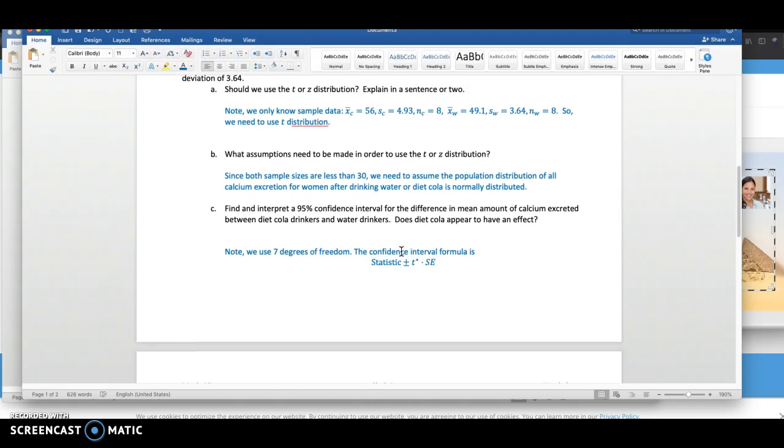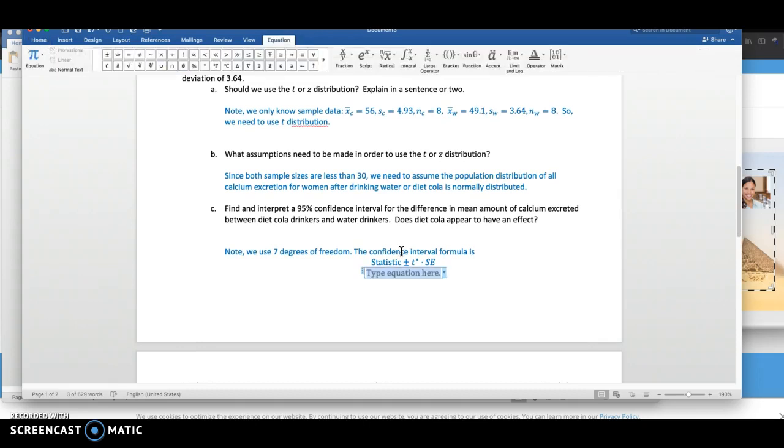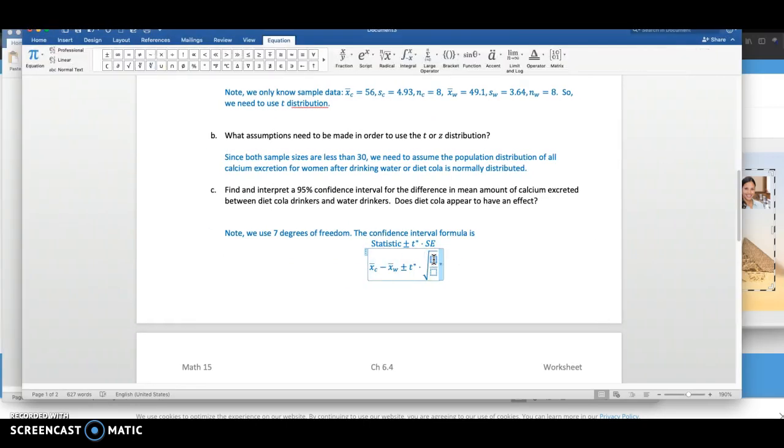And what is this actual value? In this case, the statistic is going to be x bar c minus x bar w, plus or minus t star, and then we would multiply the square root of s sub c squared over n sub c, plus s sub w, the standard deviation of all the water drinkers, squared divided by n sub w.